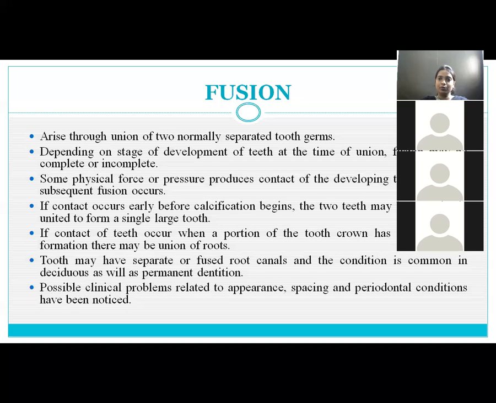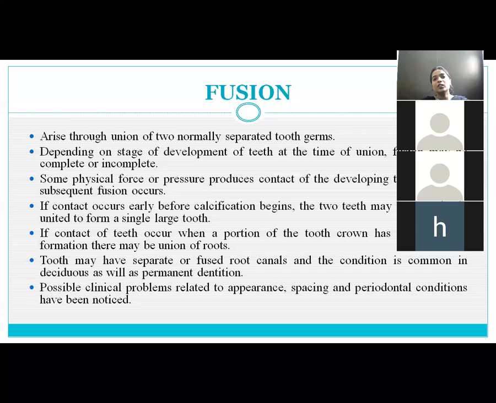What is the main thing in fusion? There is a division attempt at a union of two normally separated tooth germs, and it consists of two tooth germs. If contact occurs early before calcification begins, the two teeth may be united to form a single large tooth. If the contact occurs when a portion of the tooth crown has formed, then there may be a union of the root. The tooth may have separate or fused root canals, and the condition is common in the deciduous as well as permanent dentition. The possible clinical problems related to appearance in fusion are spacing problems and periodontal conditions.